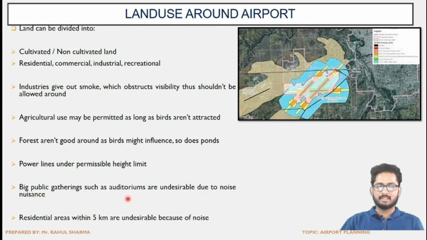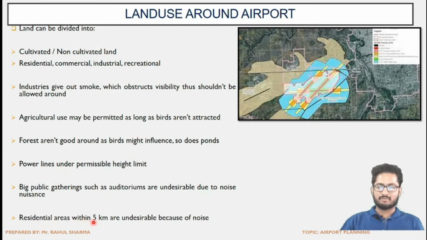Big public gatherings such as auditoriums are undesirable due to the noise nuisance. So if the vicinity area has existence of auditoriums, or if there is any such scope for big public gatherings, then there might be an issue of noise nuisance being created, so that is not desirable.